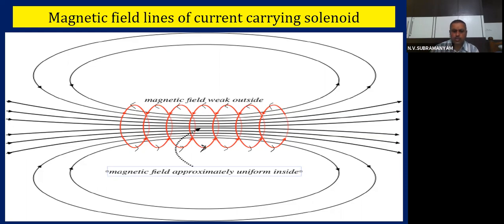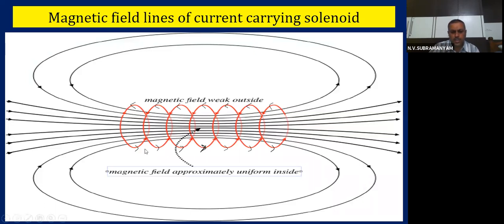Students can easily now tell that if the current direction is reversed, then you get the left side north pole, the right side south pole. So only two situations can exist, children, in the solenoid. These are the two possible situations. The field can go from left to right, or the field can go from right to left. Only two possible situations can arise in the solenoid.